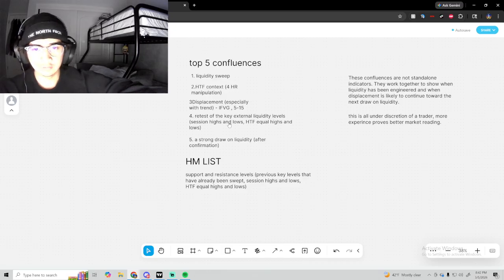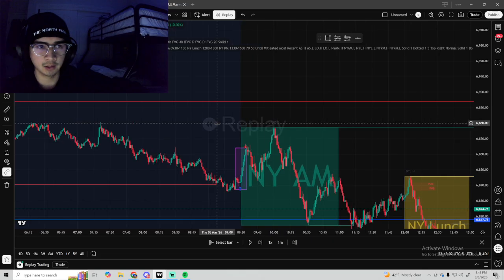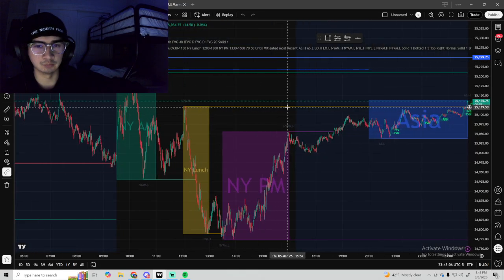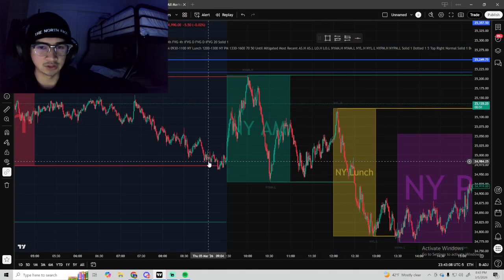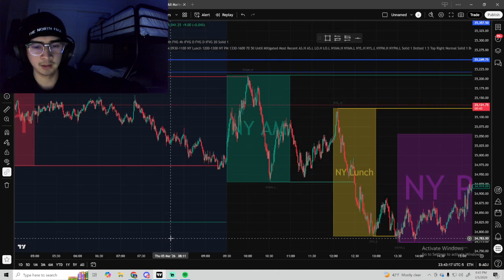And number 5, a strong draw on liquidity after confirmation. So where was a draw on liquidity here? We actually had an SMT divergence on NQ, which made that move run. On NQ, we decided to take out these London highs, and on ES we didn't. So that's why we reversed at this point, and we couldn't take out these London highs on ES, but we took it out on NQ.